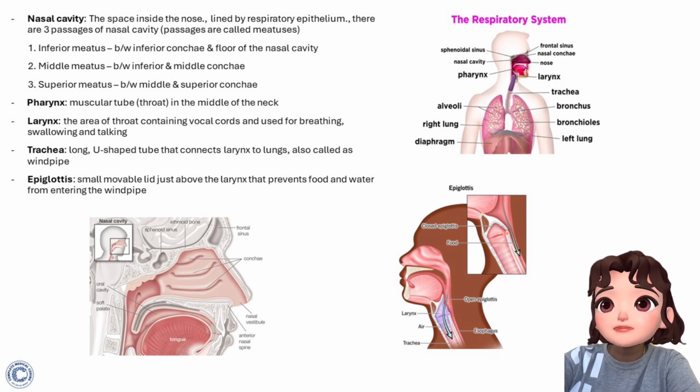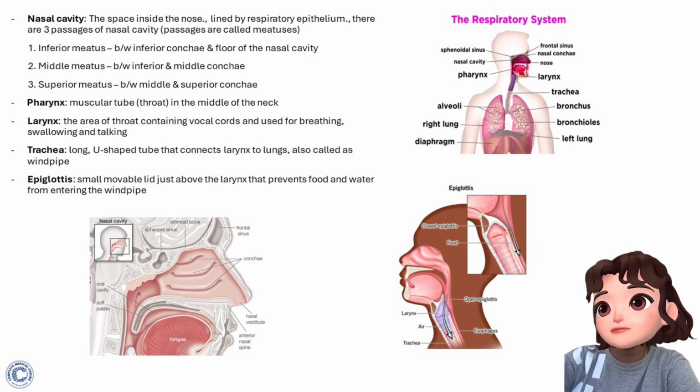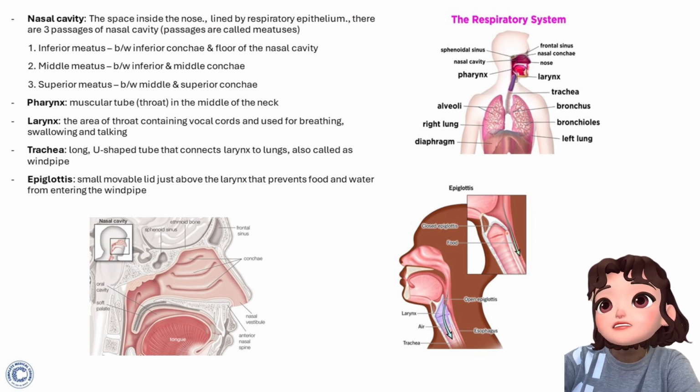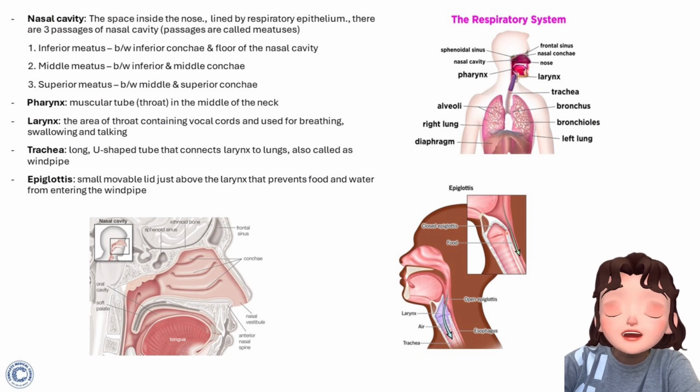The nasal cavity is the space inside the nose. It's lined by respiratory epithelium. There are three passages of the nasal cavity, and these passages are called meatus: inferior, middle and superior meatus. The inferior meatus is located between the inferior concha and the floor of the nasal cavity. The middle meatus is located between the inferior and middle concha. The superior meatus is located between the middle and superior concha.